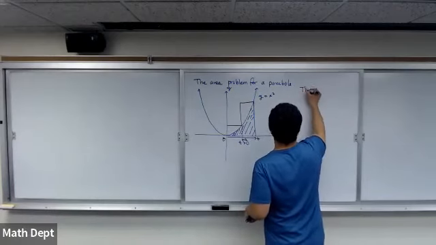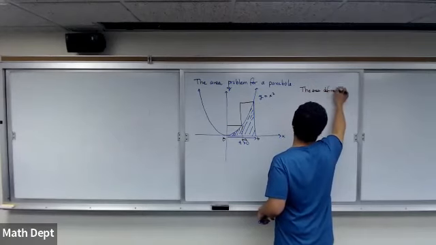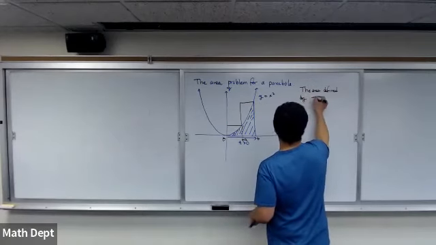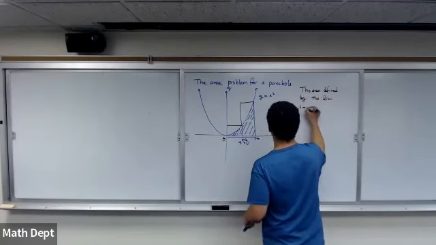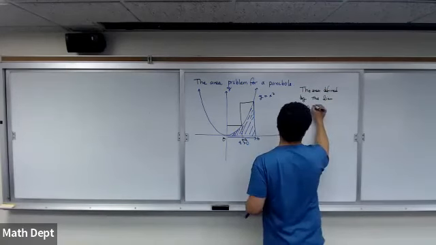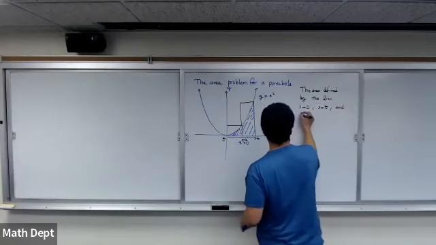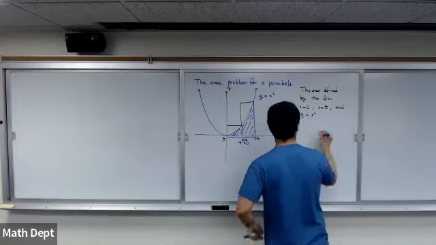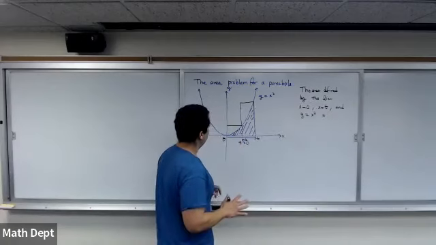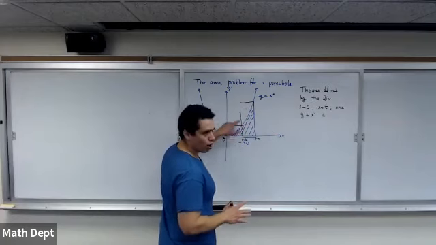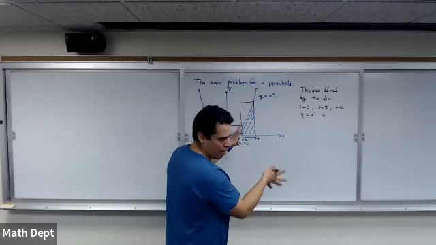We know a few things. Certainly, the area defined by the lines x equal to 0, x equal to t, and y equal to x squared is less than the one provided by these 2 rectangles. But let's compute them directly. Now, what is that area?